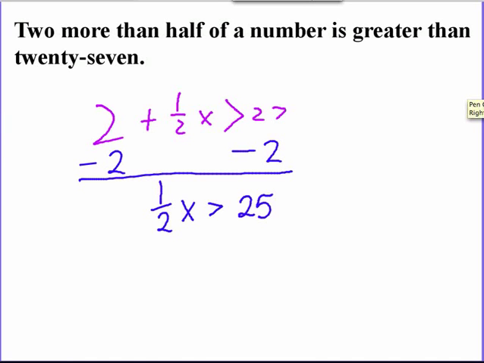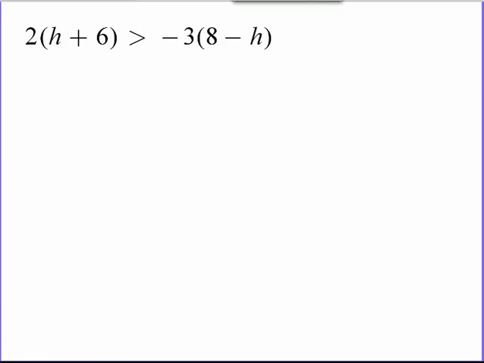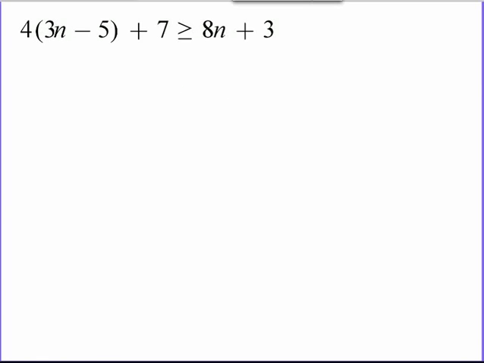Multiply by the 2. Right, you can divide by 1/2, or the easy way is to multiply by the reciprocal, which is 2 over 1. So on the left, those cancel, and you're left with x is greater than. On the right, 25 times 2 is 50. Over 1 just makes that 50, so x is greater than 50.